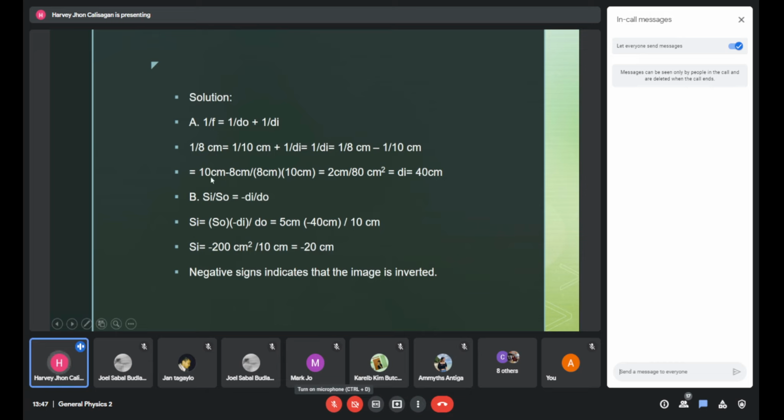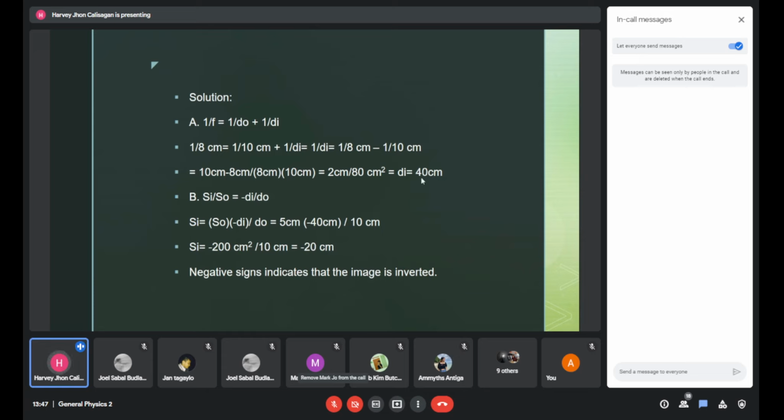So after this one, we will now subtract. We have 10 minus 8, so we have 2 centimeter, and then we divide by 80. So we have an answer of 40 centimeter. Actually, it's not 40 centimeter. It's 1 over 40. Okay? So 1 over 40, if we invert it, we'll have an answer of 40 centimeters. So 1 over 2 centimeter divided by 80 centimeters squared is equal to 40 centimeters.